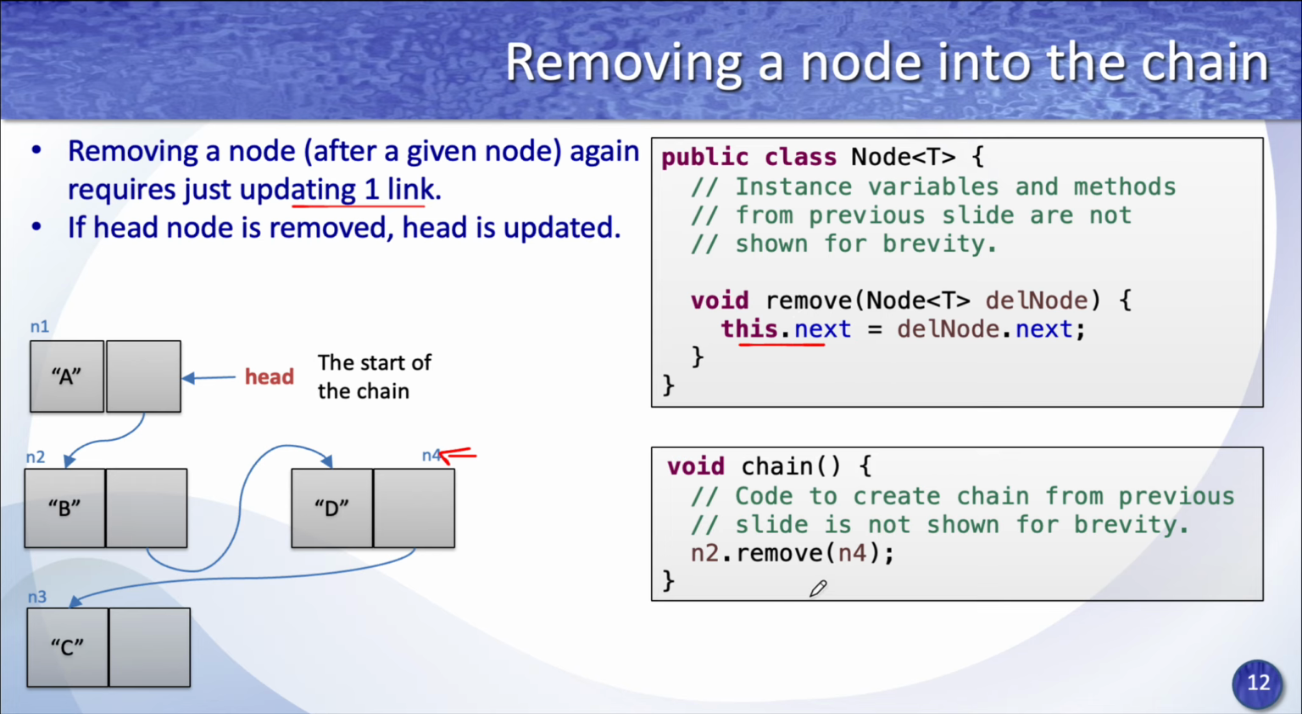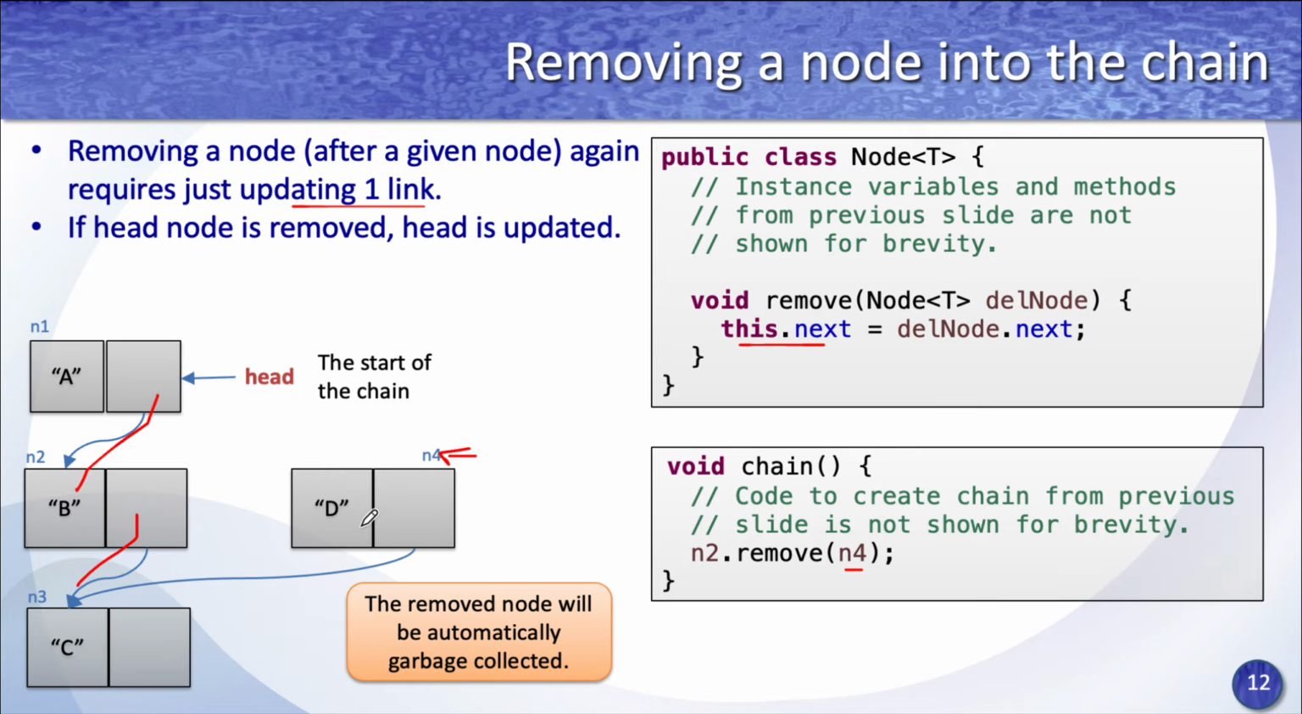This is the node we are removing. N4 is the one we are removing. So what is D's next? It's pointed to N3. So N2's next, instead of pointing to D, will be modified to point to N3. Now, when you traverse the list, you'll go from A to B and then B to C. You will never see D. And this node D will eventually be garbage collected and removed by Java's garbage collection system. So removing a node after a given node is pretty straightforward and requires only updating one link.